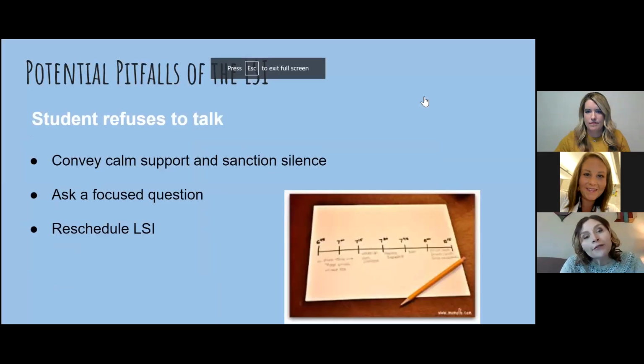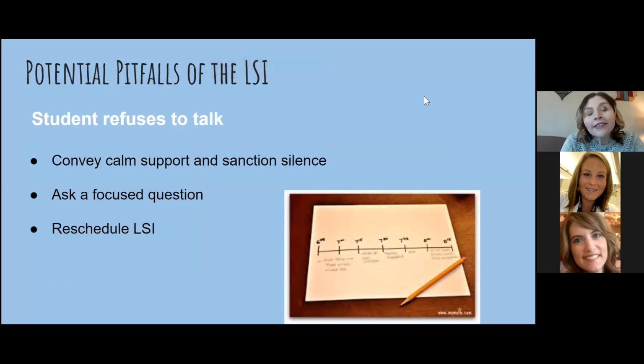So the potential pitfalls of the LSI. In the role play example that you saw, we really wanted to give you a clean example so that you could see the LSI steps, but we know that in the real world, sometimes some things arise that can be challenging going through this process. So we want to talk about what some of those pitfalls can be, and then think through some ways to overcome any of those challenges.